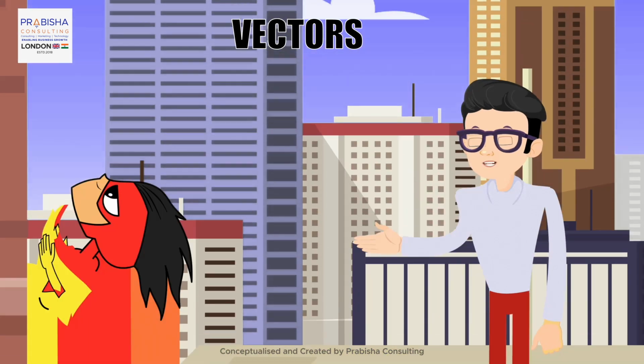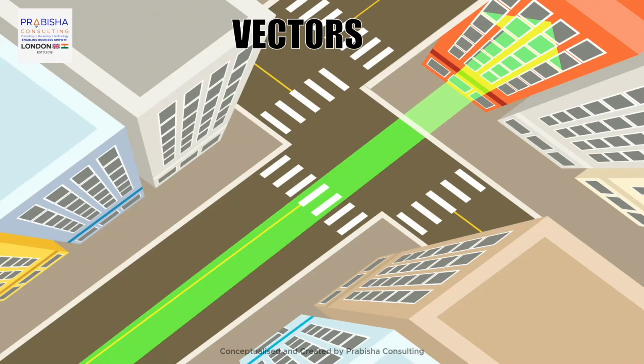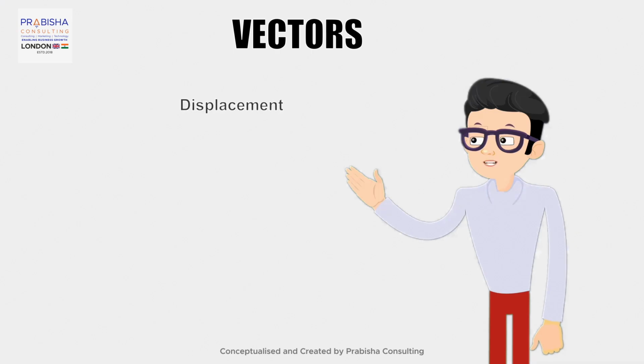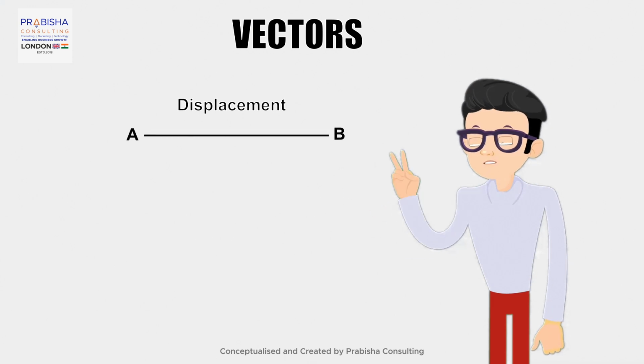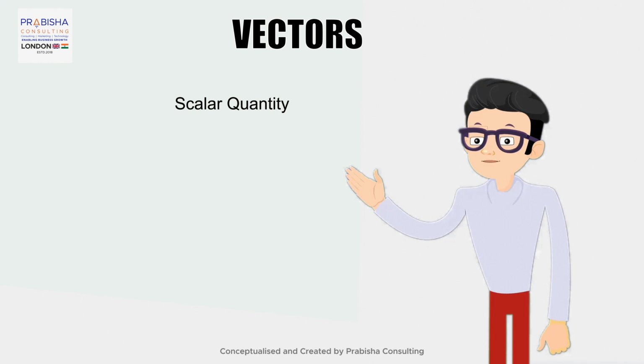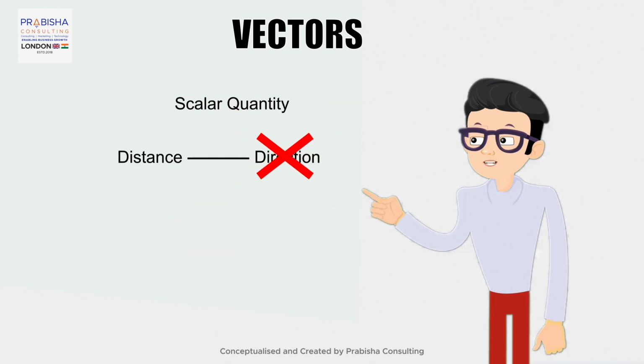Did you know a particular vector can explain why the Flash runs through buildings instead of around them? This vector is called displacement. Displacement is the shortest distance between 2 points, and it is dependent on the direction. This vector is very different from the scalar quantity distance, because distance doesn't rely on direction, but rather on the path traveled.